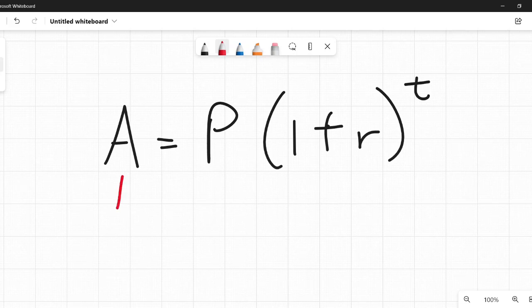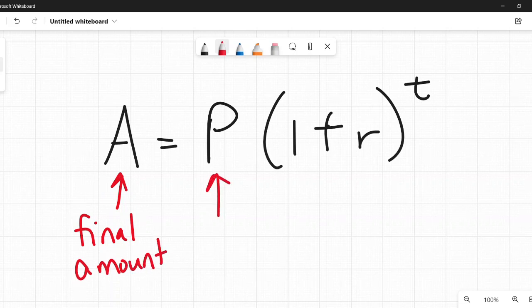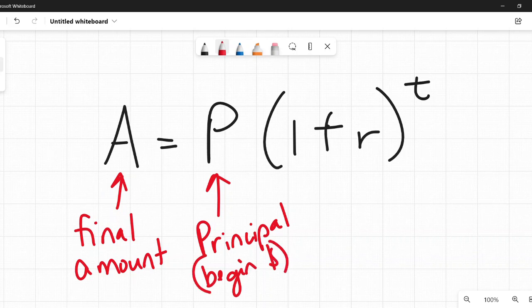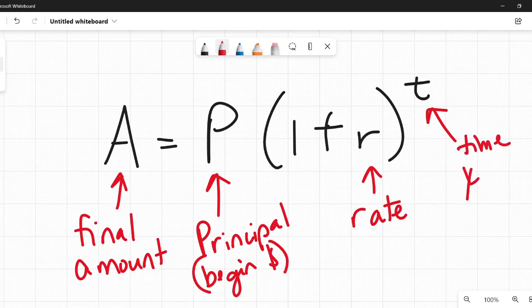This A stands for the final amount, the amount you have in your bank account when this is said and done. P here is for principal. This means the beginning amount, what you started with, your beginning amount of money. This one right here is the rate. This is the interest rate. And T is for time, and this variable in this case is how many years.